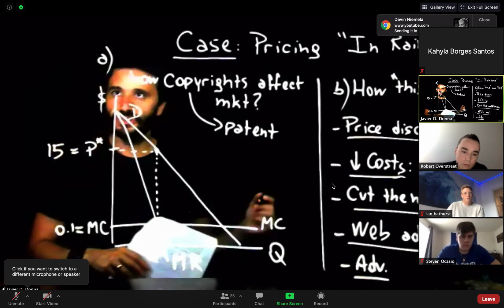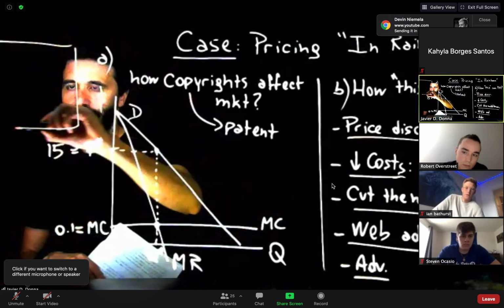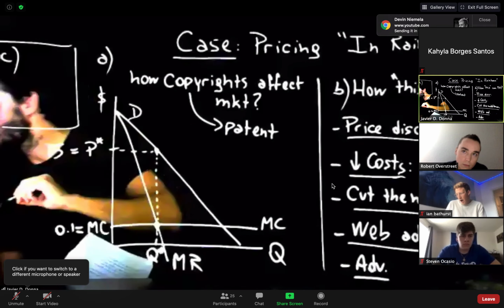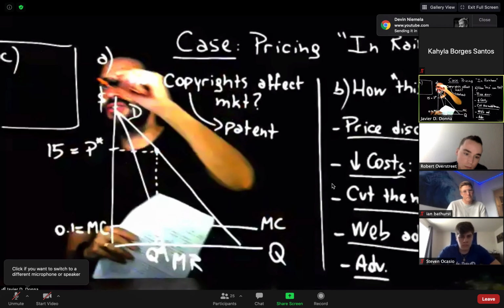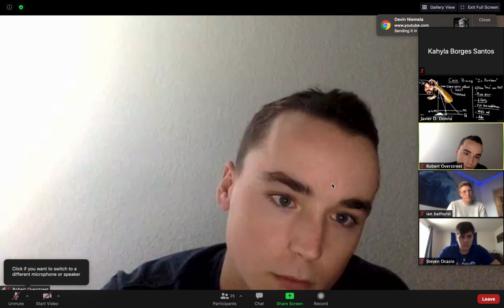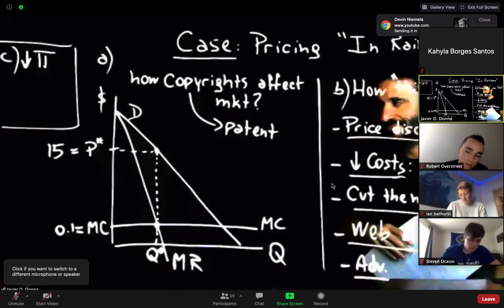Obviously, and this is part C. So part C is asking you the opposite question: what could go wrong? What could draw profits down with this pricing scheme?